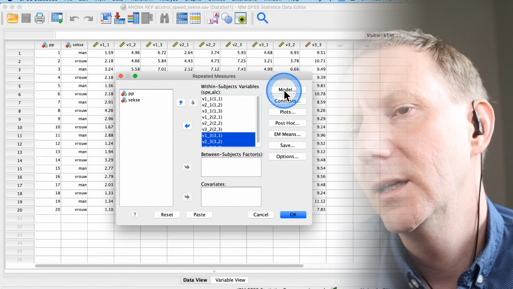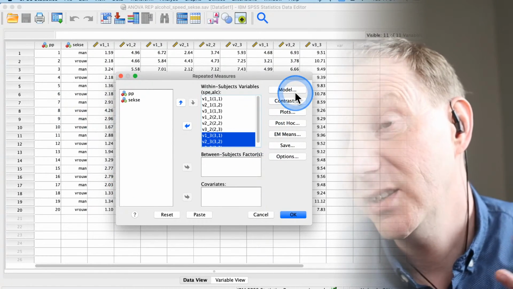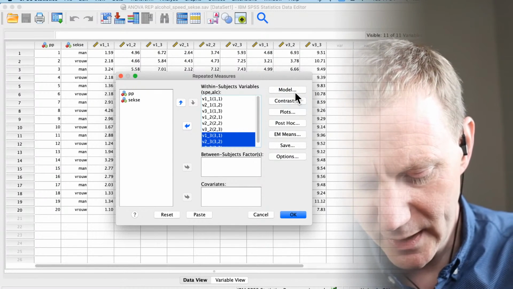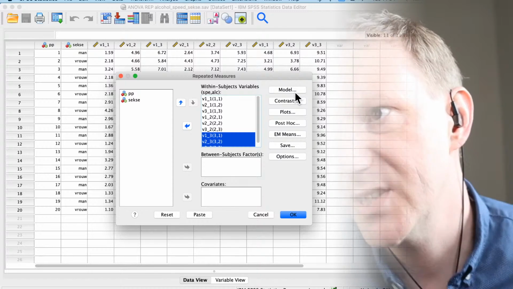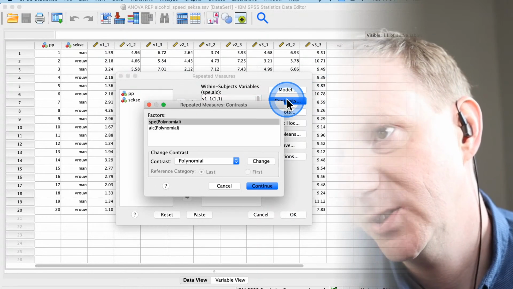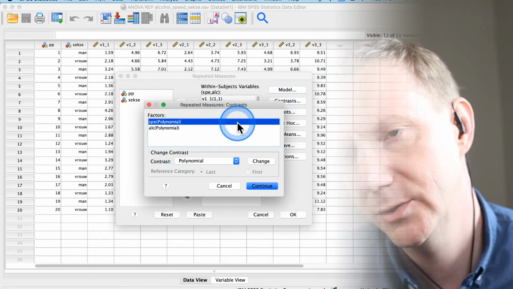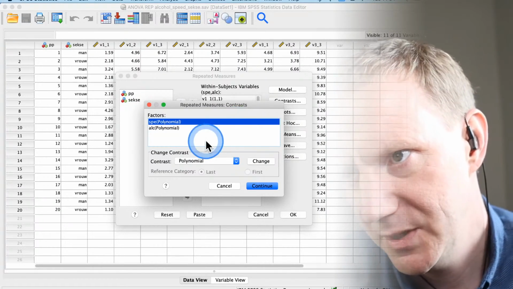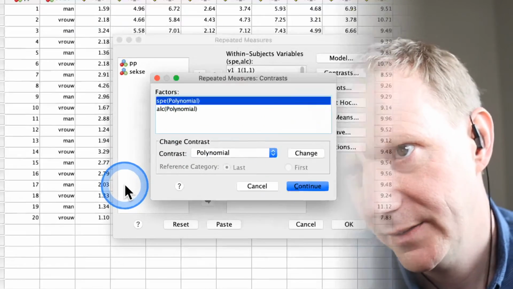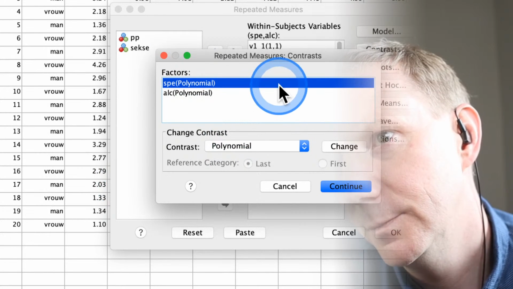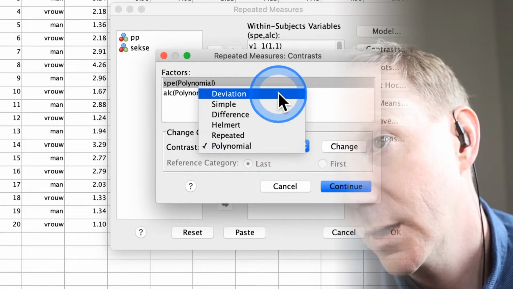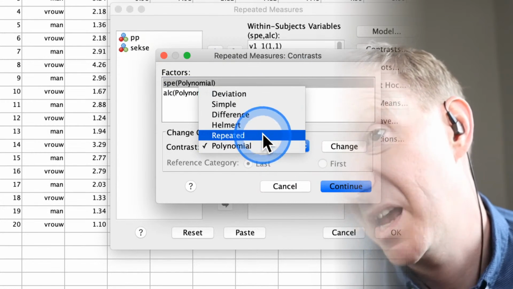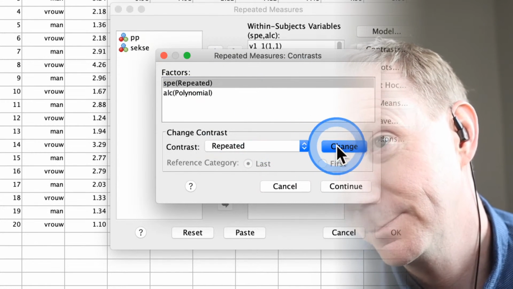Okay. So the next steps are actually quite the same as we've done with the previous analysis. We just specify some contrasts if we want to do that. So that means here that we could say that for speed and alcohol we can run, for example, a repeated contrast.